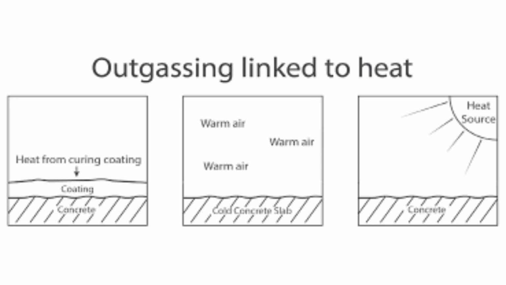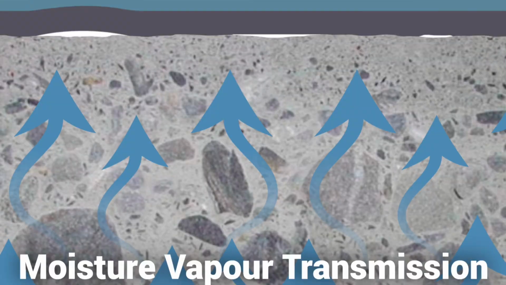Outgassing occurs when air expands and releases itself through concrete pores. As temperatures increase, air moves in and out of concrete, eventually reaching the surface. Moisture vapor transmissions, or MVT, often accompanies the escaping air due to the concrete's sponge-like nature.